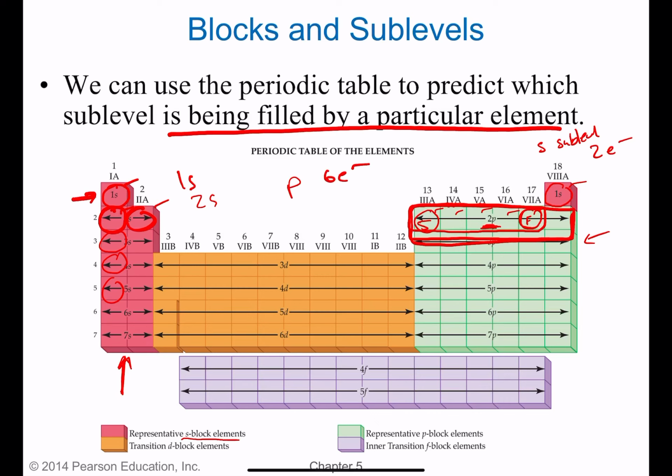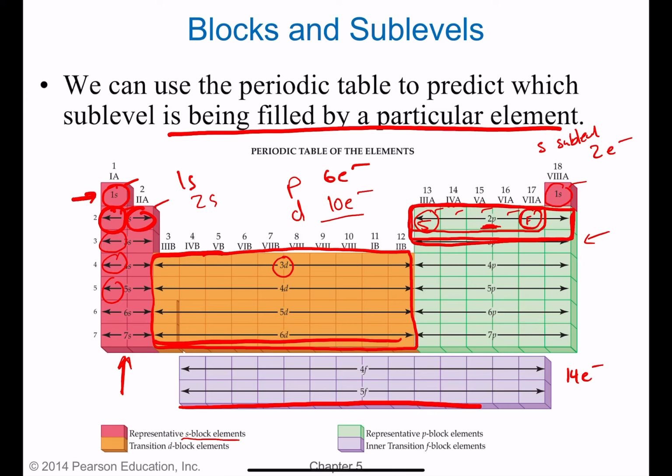Another thing to notice, the D block. This section in orange, if you count, is 10 elements wide. And this is the D block. We said that D orbitals, all 5 of those collectively together, can hold 10 electrons. It's 10 elements wide. It can hold 10 electrons. And then F, if you recall, we said 14 electrons. This happens to be 14 elements wide.